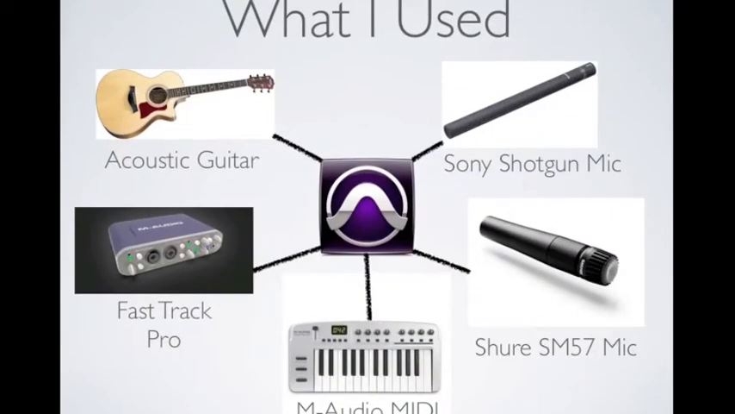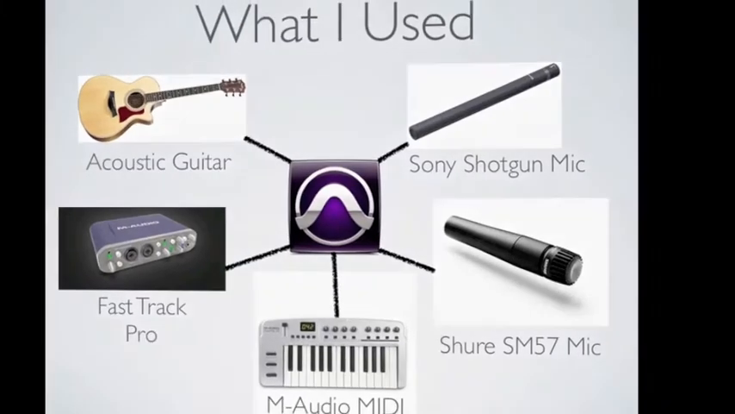Okay, here is what I used for my project. I used an acoustic guitar, the Fast Track Pro, an M-Audio MIDI for electric instruments like strings or bass or drum sets or anything you can't actually physically play. A Shure SM57 microphone. It is a very high quality microphone for recording vocals or guitar or any acoustic instrument. And a Sony shotgun mic, which is also a very good microphone.